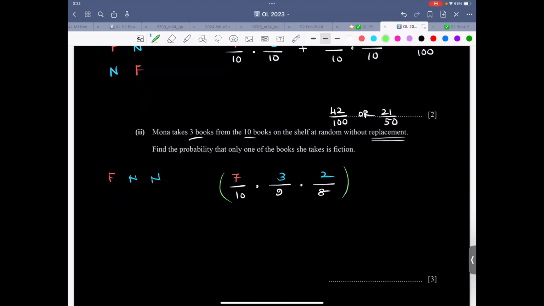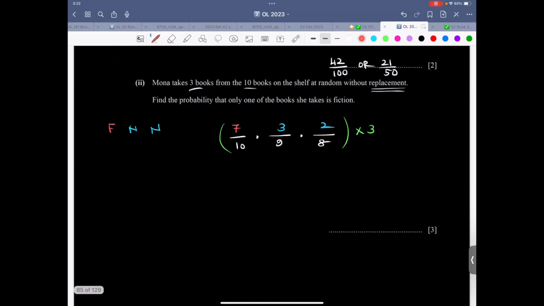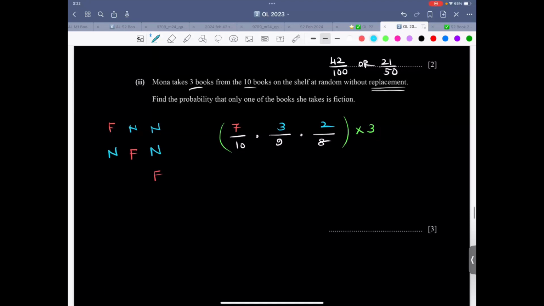And there are 3 ways of arranging it. Why? Because let me write it down. F N N, N F N, or N N F. So these are the 3 things that I have written down. Instead of writing it 3 times, it's better that you write it once and multiply by 3.